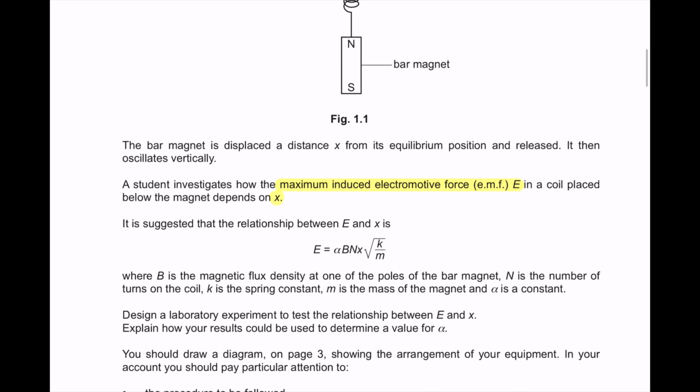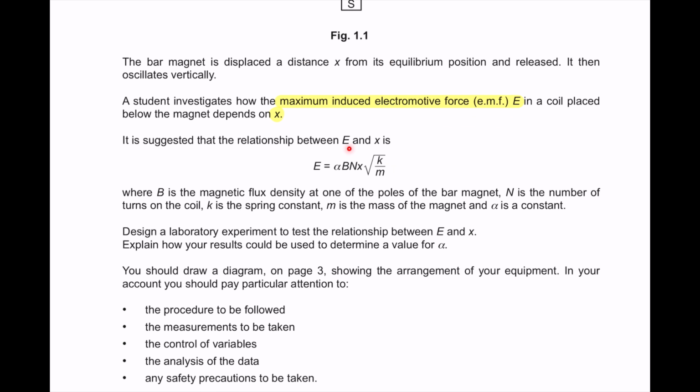Also, the suggested relationship between E and x is given to us, where there are different variables. B is the magnetic flux density at one of the poles of the bar magnet. We should know all the variables in the given equation. Similarly, N is the number of turns in the coil. k is the spring constant. M is the mass of the magnet, and alpha is another constant, where x is already given to us, that is the displaced distance of the bar magnet.